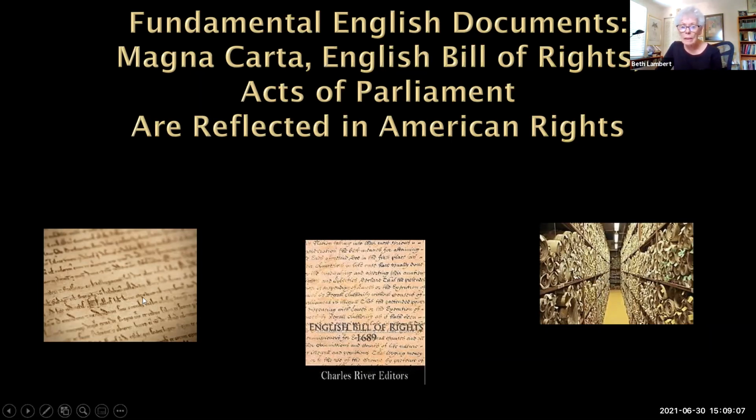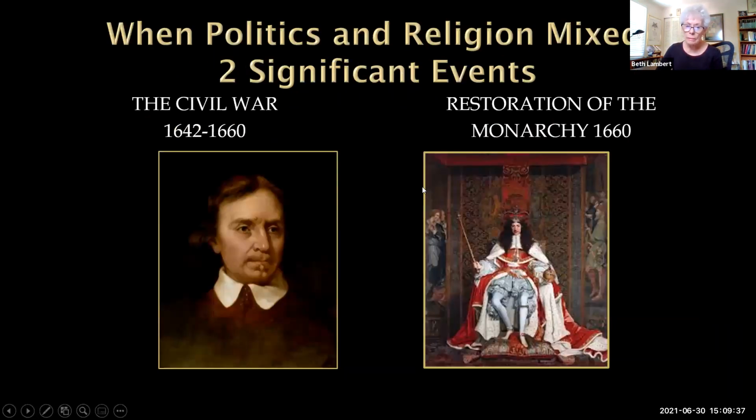Anyhow, the Magna Carta, all of these are reflected in the American laws and rights. The English Bill of Rights we'll get to in a little bit and explain what that is. But all of English law, English common law, is our law. We too have common law. I think Louisiana is the only state that does not have the English common law.